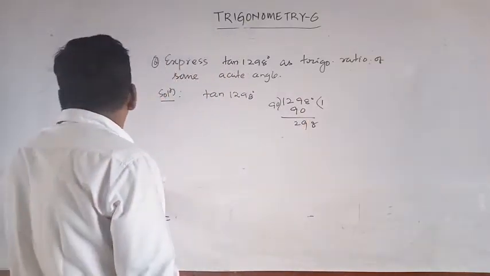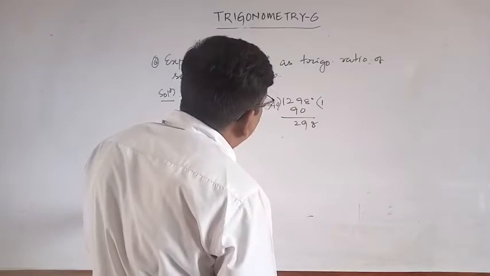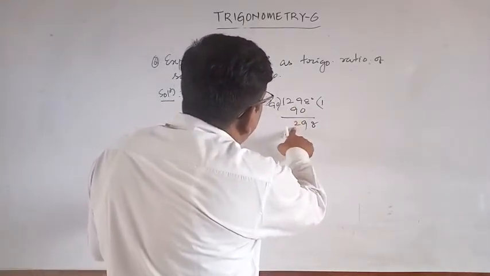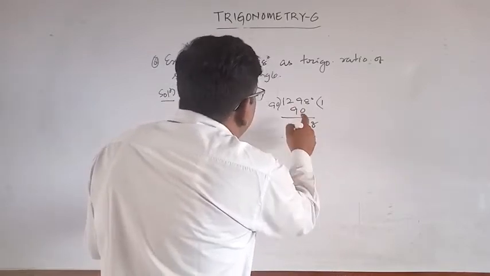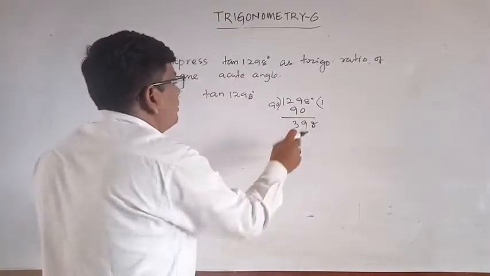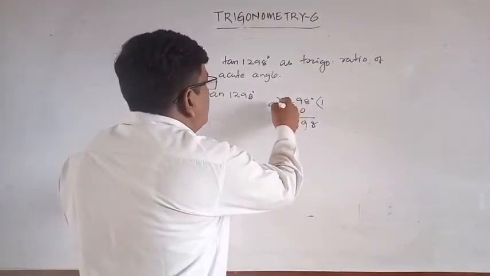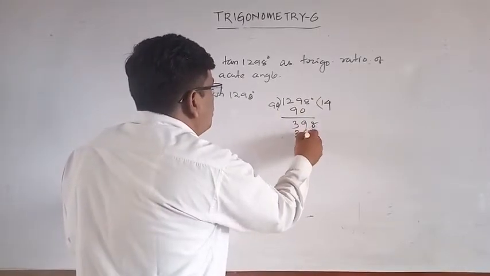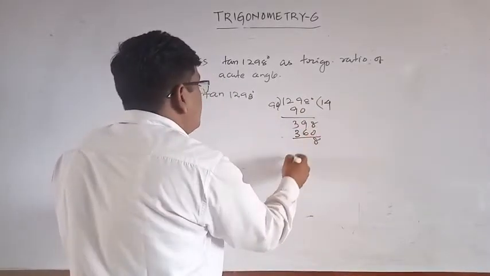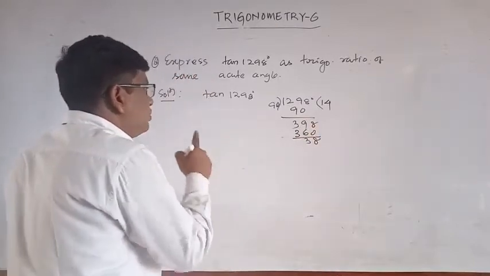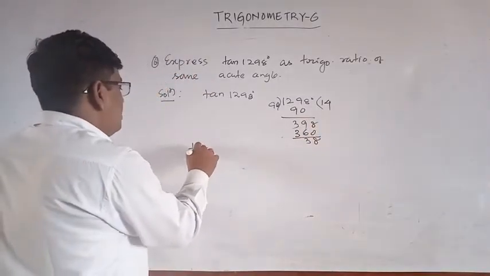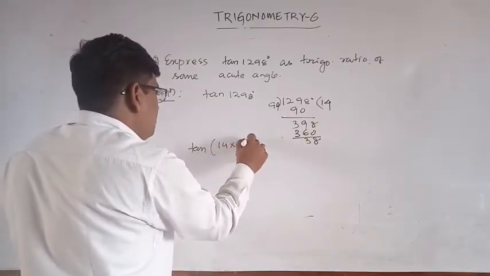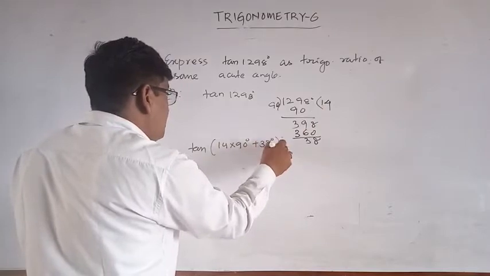Again what? This is equal to, this is 9 and 12, this is what? That is 13 here, 3 here. Okay, 3 here, and this is equal to what? 90 and 94, 360, and this is what? 8, and this is 3. So this can be written as what? Tan of 14 into what? 90 degree plus 38 degree.